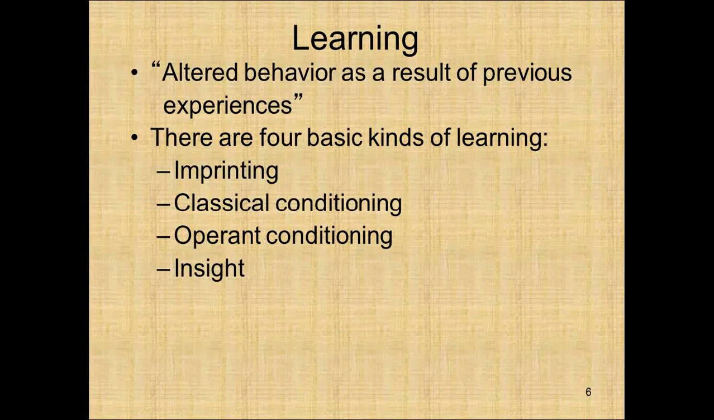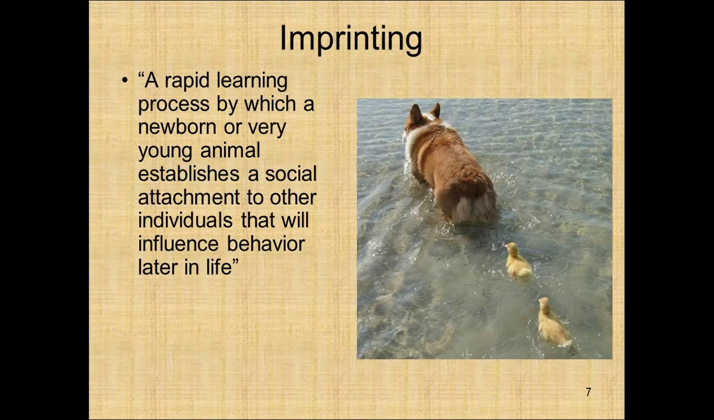We're going to shift our study now to learned behaviors. And as I said, this is an altered behavior as a result of experience. There are 4 different kinds of learning, and we will look at each one of them separately. Our first example is imprinting.